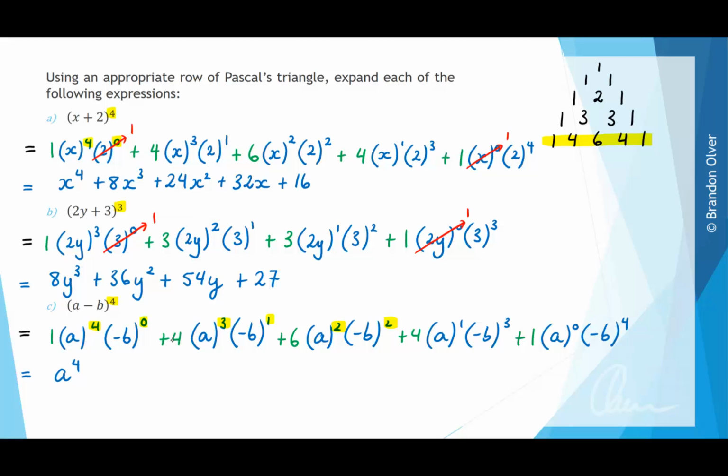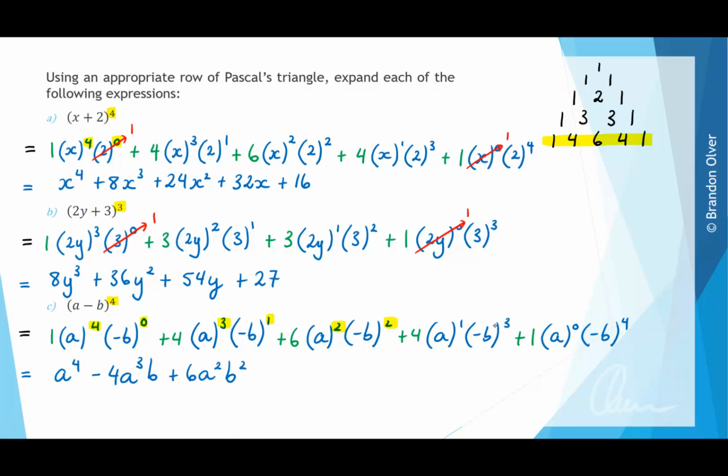Then we have 4, and this minus b to the power of 1 still has a negative in it, so this is going to be minus 4a to the power of 3 times b. Then we have plus 6, and it's a squared b squared, because negative b all squared is positive b squared, so it's just 6a squared b squared.